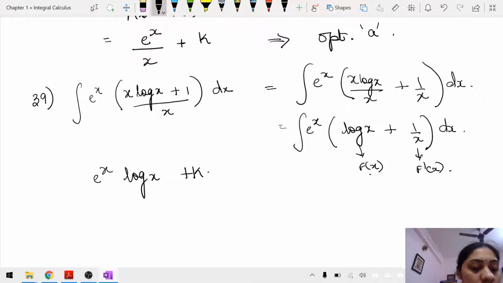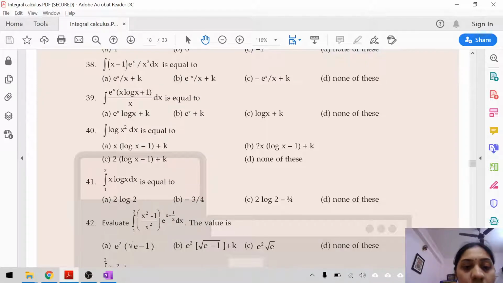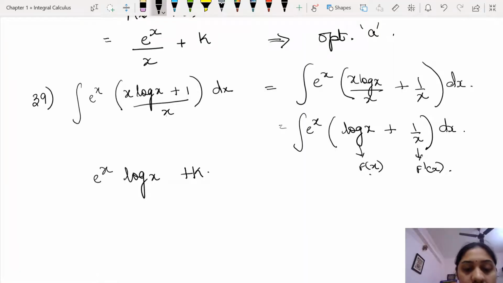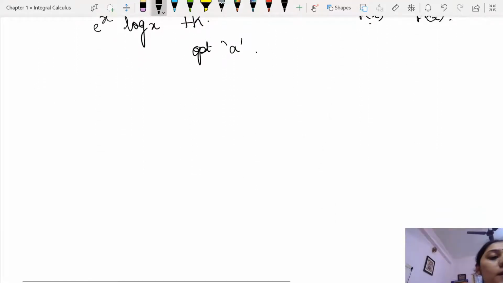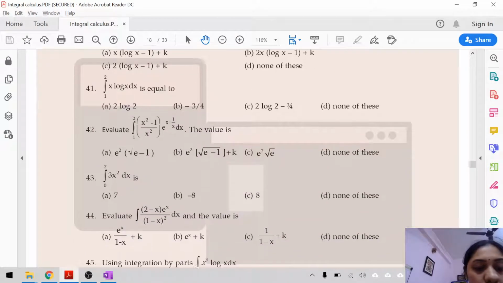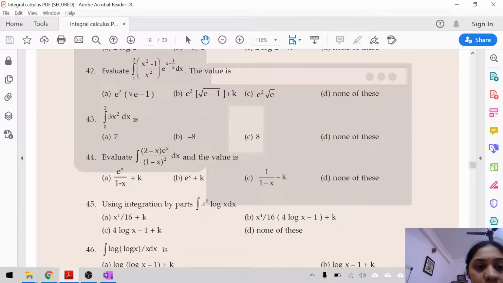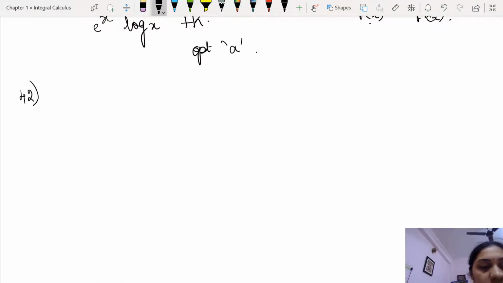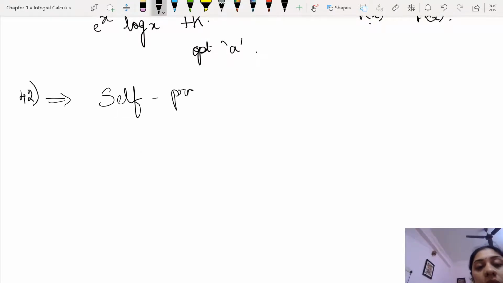Let's look at the options now. Question 39, option A. So these are questions where we can score full marks. These are very easy questions. Let's go to 42 now. 42 is a definite integral question. You can solve that as self-practice after we finish the definite integrals.